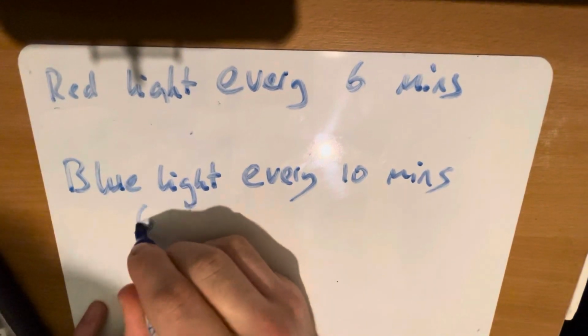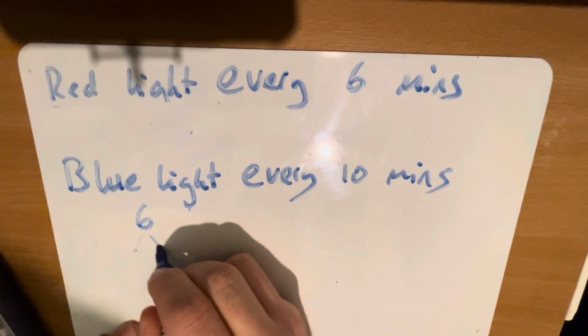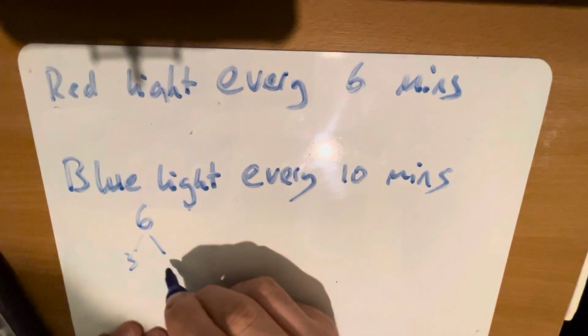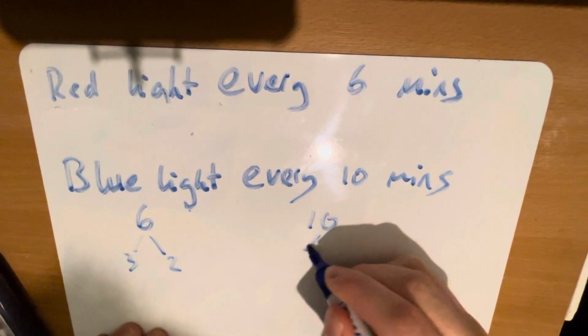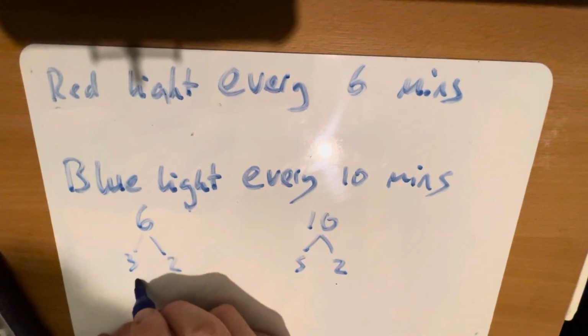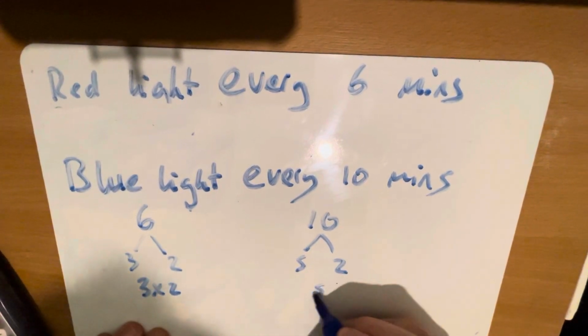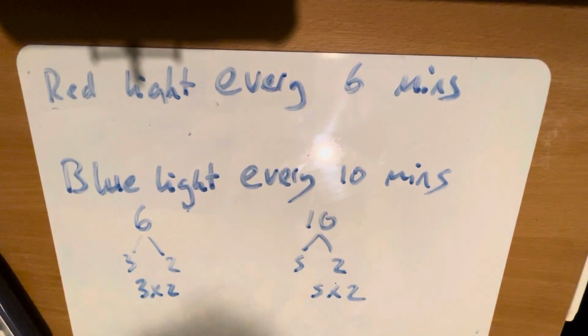And the way I always like to do this is by breaking it down into its prime factors. So 6, well, we can make 6 by doing 3 times 2. And 10, we can break down into 5 and 2. So we can write this as 3 times 2 and 5 times 2. Now we have broken 10 and 6 down into their prime factors.